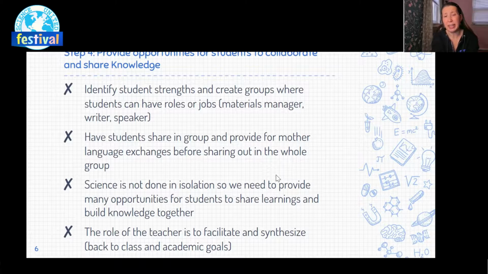Lastly, it's important for us to recognize our roles as teacher. Our role as a teacher is not really to transmit or tell the students the knowledge, but rather to facilitate and provide for learning opportunities. This allows for students to construct the knowledge. So our role as teachers is really to be the facilitator of the learning activity.